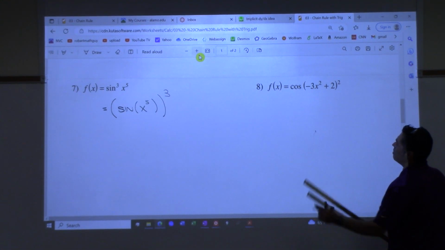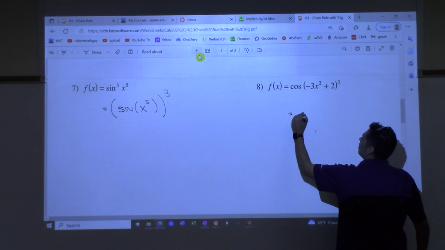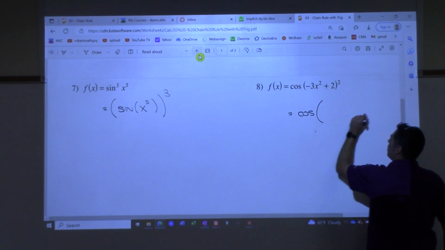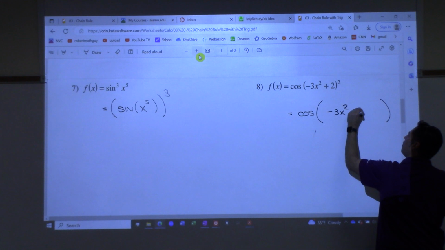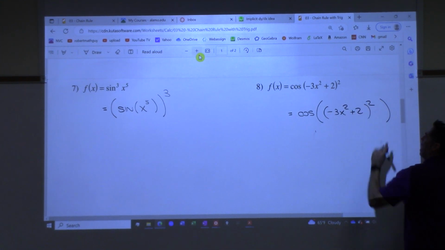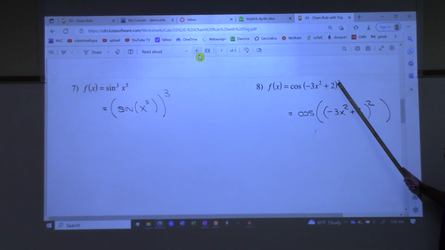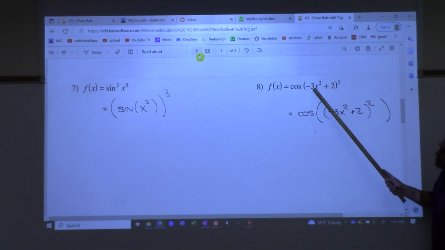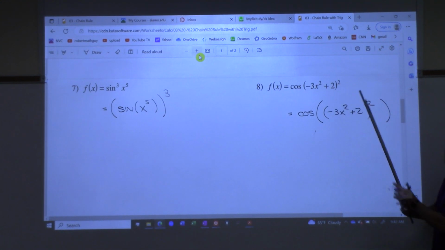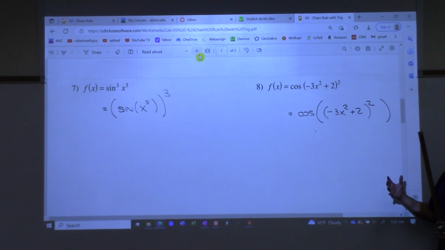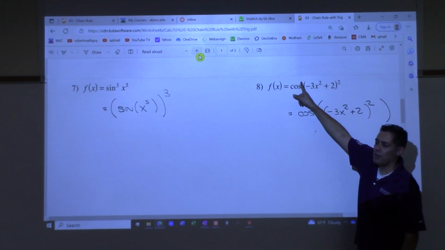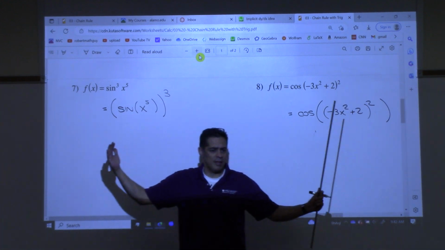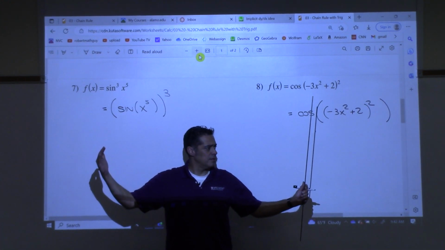Look at that compared to this one. What this one is, that 2 right there is only acting on the argument in here. This squared is not squaring the entire cosine. If I wanted to square the entire cosine, I wouldn't put a 2 here, I would put it here. Do you see the contrast between those two notations?